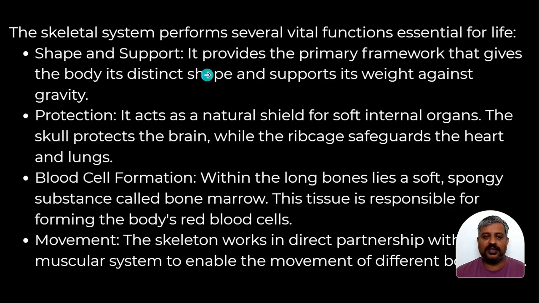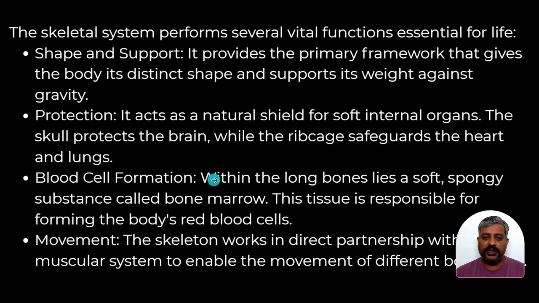Okay, the skeletal system performs several vital functions essential for life. How? Shape and support. Obviously, we discussed it. It provides the primary framework that gives the body its distinct shape and supports its weight against gravity, as we discussed for the bat, the dog, and the owl also. Protection. It acts as a natural shield for soft internal organs, because these are vital organs important for us to live. So it protects them.